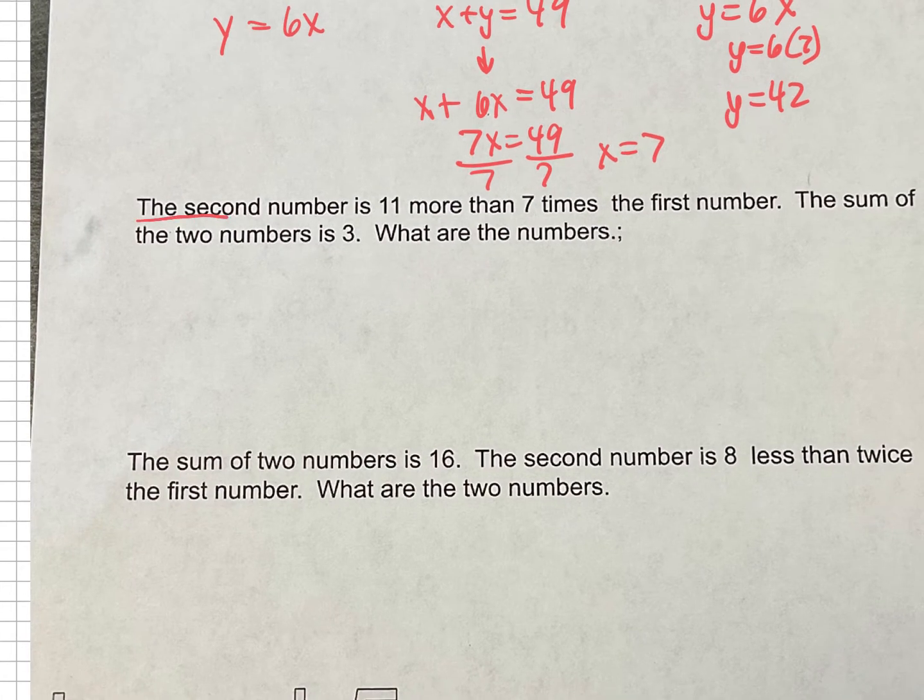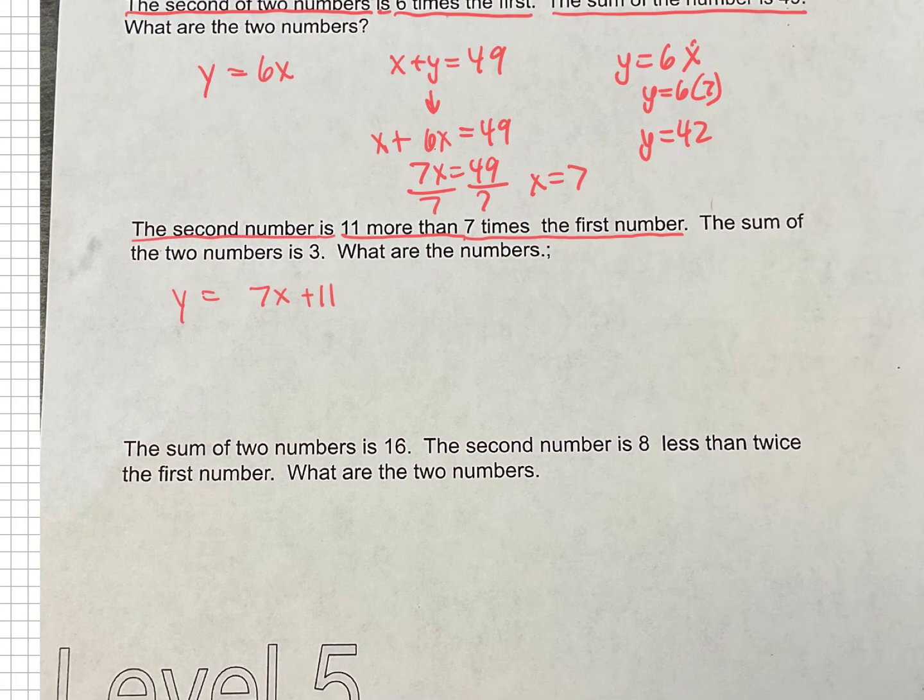All right, the second number, y, is equal to 11 more than, we're going to add 11 to something, 7 times the first number, 7x plus 11. The sum of the two numbers is 3. Okay, x plus y equals 3. And y is 7x plus 11, so I can plug in 7x plus 11 for y. So x plus 7x plus 11 equals 3. That's 8x, because 1x plus 7x is 8x plus 11 equals 3.